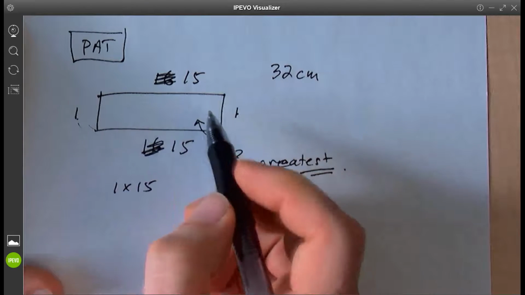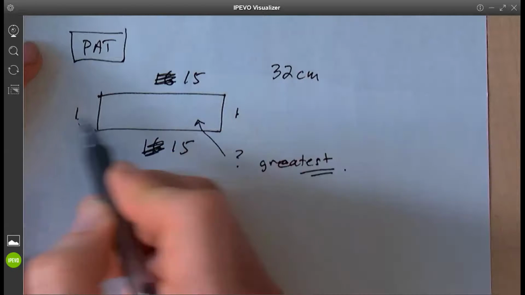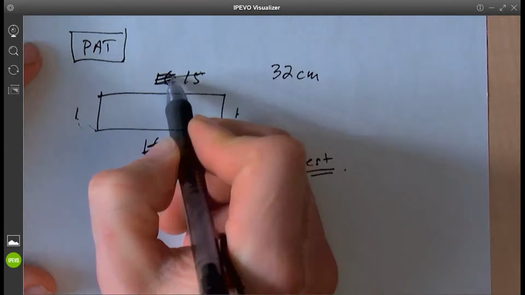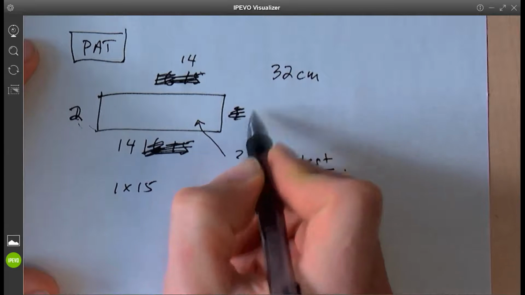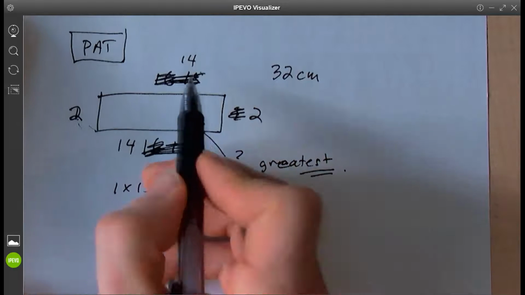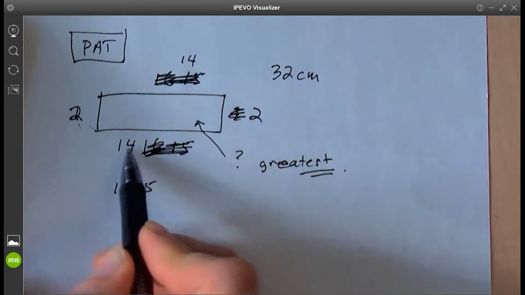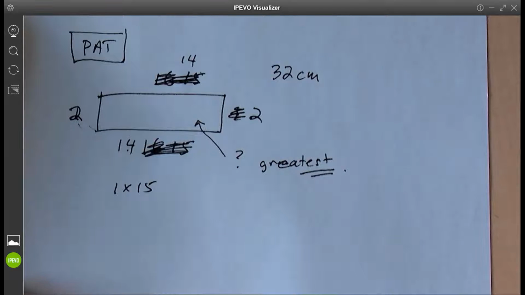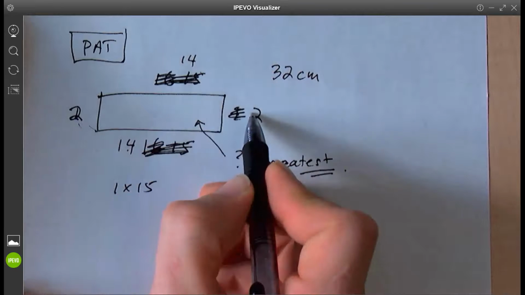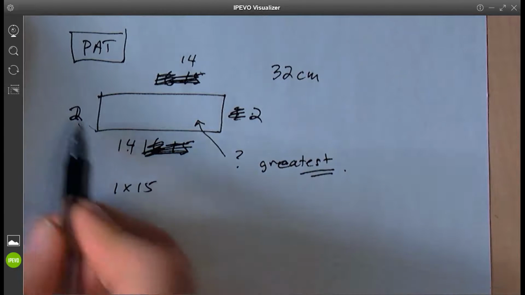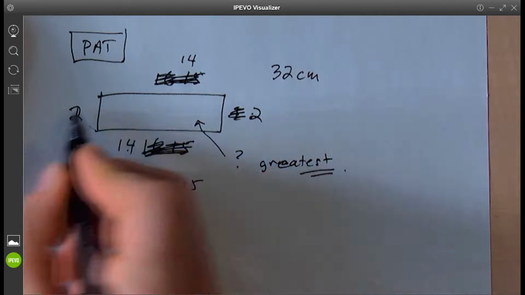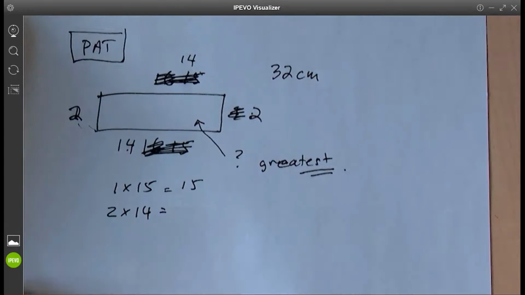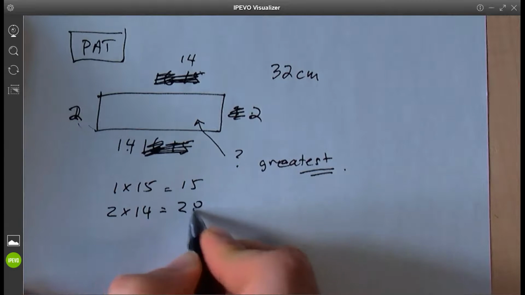Okay, let's now transfer some of this to here. So instead of making it 15, let's make it 14 and make this 2 and make this 14 and make this 2. I'm just keeping the same perimeter. 14 plus 2 is 16, and again we're at 32 for our perimeter. So what's this going to be as an area? 2 times 14 is 28, a bigger area.